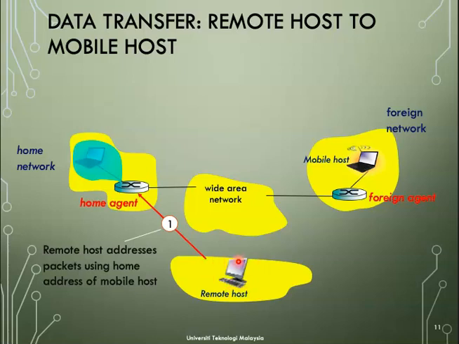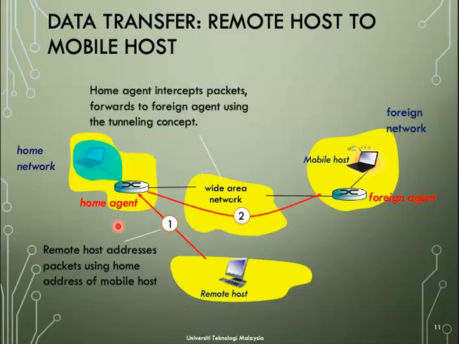So I repeat, in other words, the remote host sends a packet as though the mobile host is at its home network, because this remote host does not know that this mobile host has moved to a foreign network. The remote host only knows the IP address of this mobile host in its home network. The packet, however, is intercepted by the home agent, which pretends it is the mobile host. This is done using the proxy ARP technique. You have learned about ARP before, in the previous chapter.